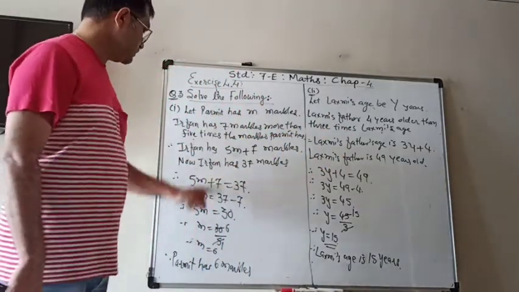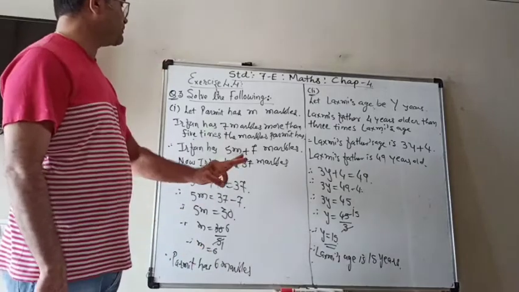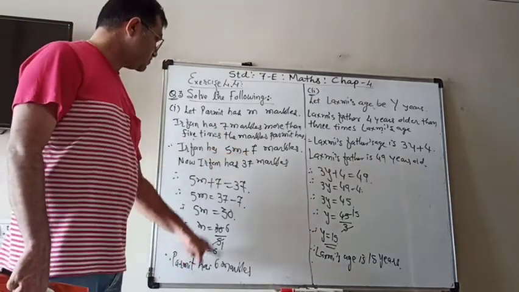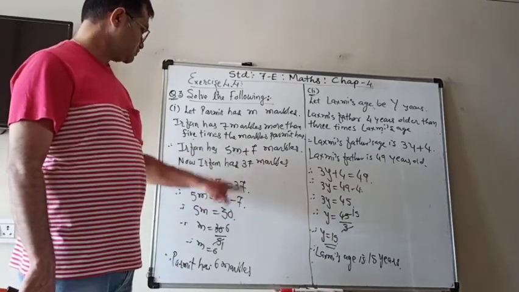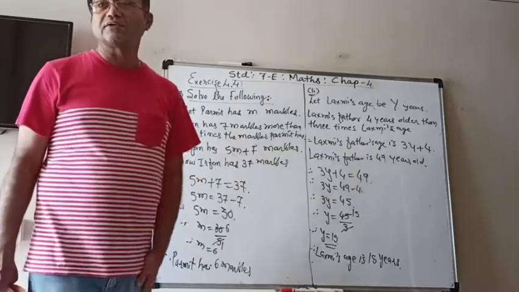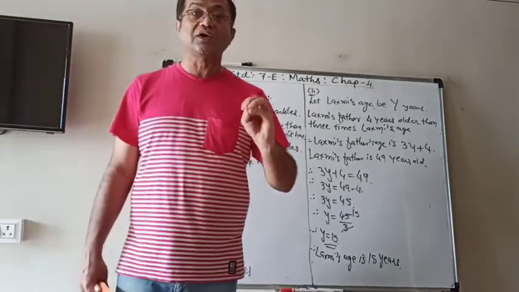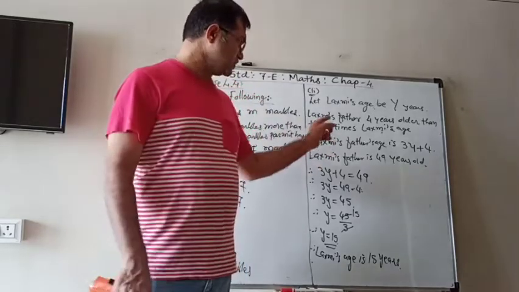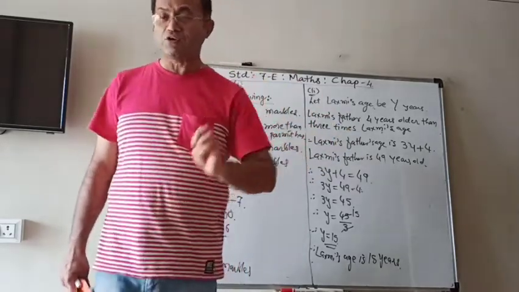Here also, Parmit has 6 marbles, right? Now 5m plus 7, 6 5s are 30, 30 plus 7 is 37. So you can check your answer yourself also. Now the third question, this one also I am leaving for you.